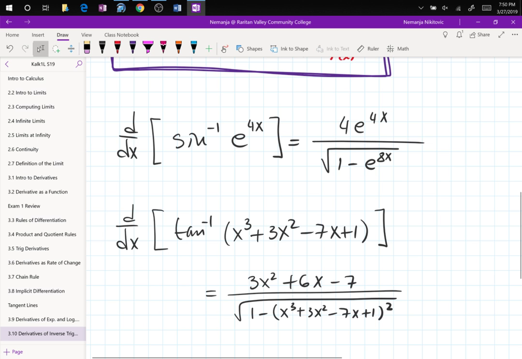What happened? The derivative of arctangent. Oh, it's 1 plus, yes. Holy nightmare. I did the inverse sine, you're right. It's 1 plus. So you don't have to expand the bottom? No.